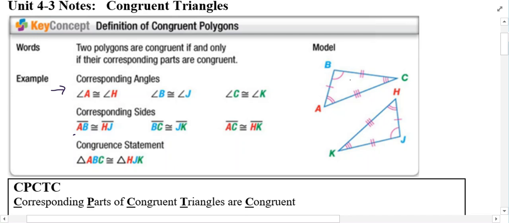For example, in this picture, we know that angle A is congruent to angle H. And if we look at angle B being congruent to angle J, we need to make sure that the side between those two are also congruent. Once we know that two polygons are congruent, we need to make sure that when we write the congruent statement, the lettering is in the correct order. Because now we know that angle A is congruent to angle H, angle B is congruent to angle J, we know that side AB is congruent to side HJ, and so forth.